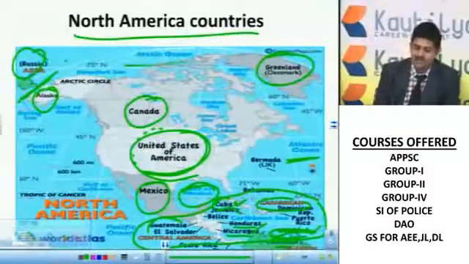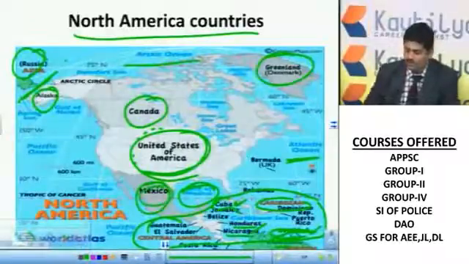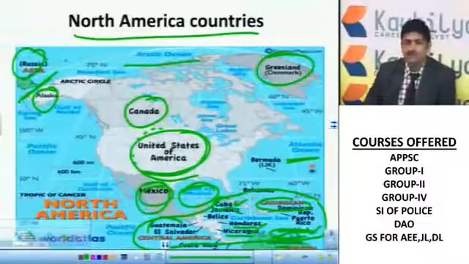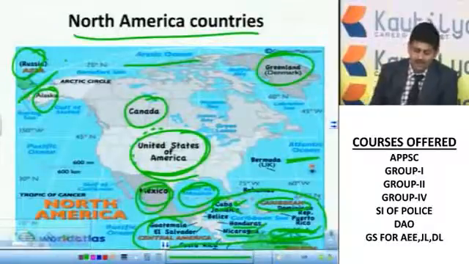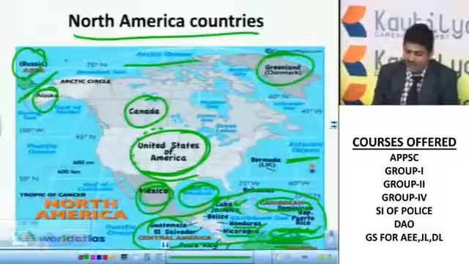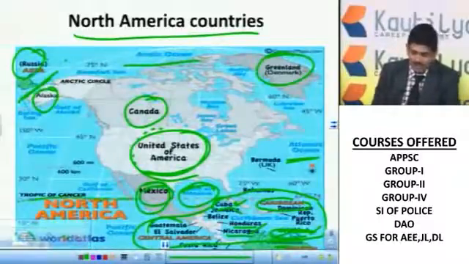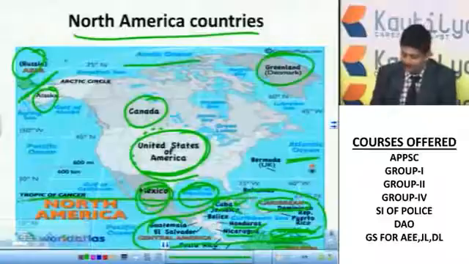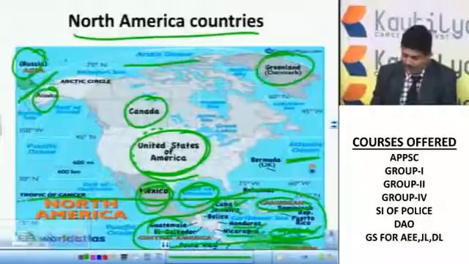Here you can see the Arctic Ocean. The Tropic of Cancer passes through Mexico. They may ask you this question: through which of the following North American countries does it pass? If you remember properly, the same Tropic of Cancer divides India into 2. That means the line also passes through Mexico. Right? Next, Guatemala, El Salvador. All these are Central American countries.